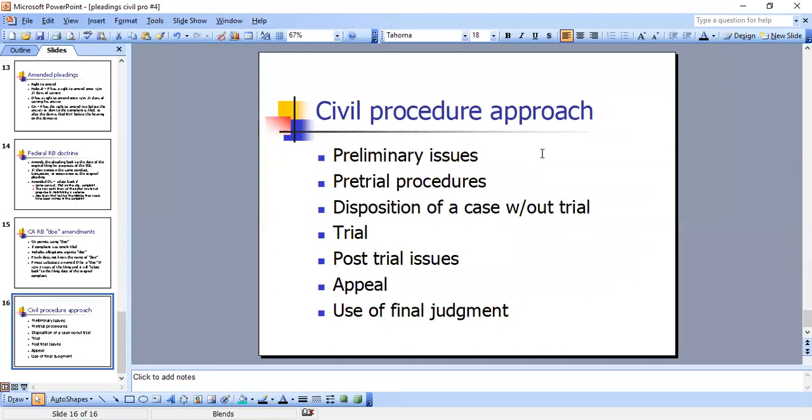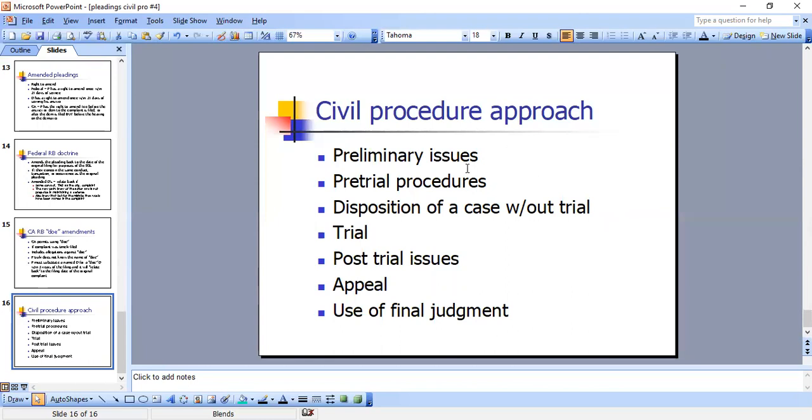Civil procedure approach: preliminary issues, pretrial procedures, disposition of a case without trial, post-trial issues, appeal, use of final judgment. Now, preliminary issues: basically these are my huge, huge issues, and there are obviously sub-issues here. You have to memorize that there's PJ, SMJ, supplemental jurisdiction, removal and remand, venue, notice, and choice of law. When we get to pretrial, we're here right now, doing pleadings. Next, I'm going to do joinder of parties, joinder of claims, class action, and discovery. So you have to know the sub-issues for all of these, okay?